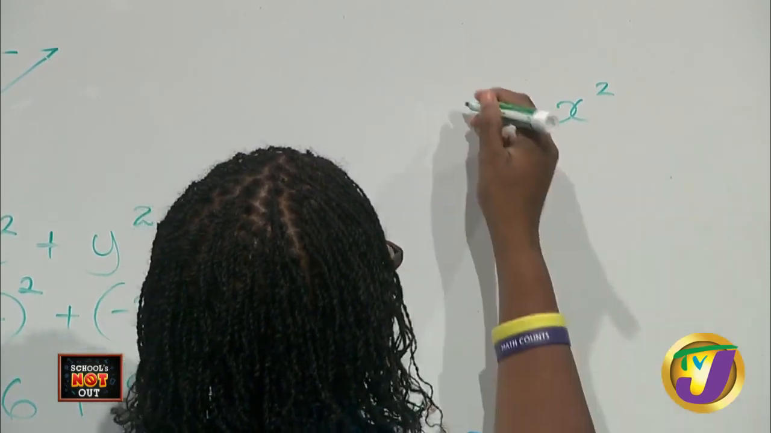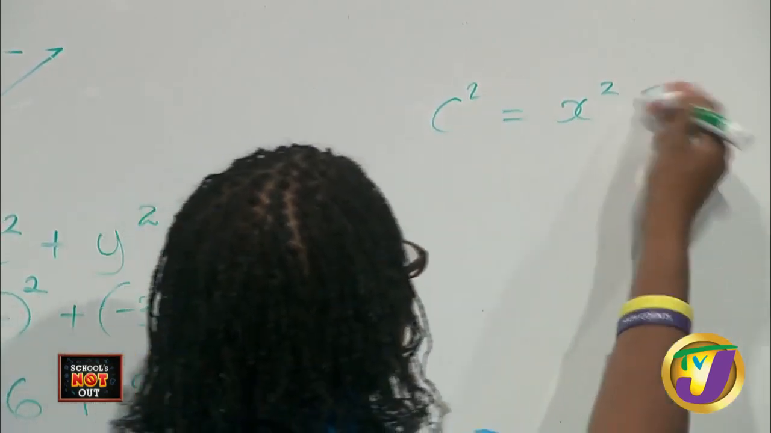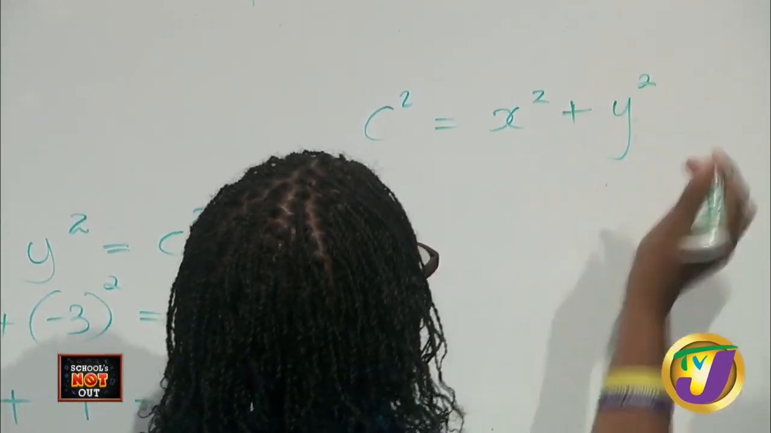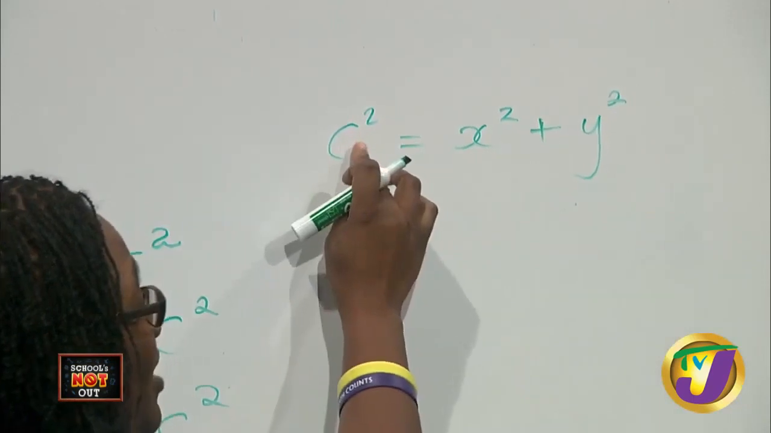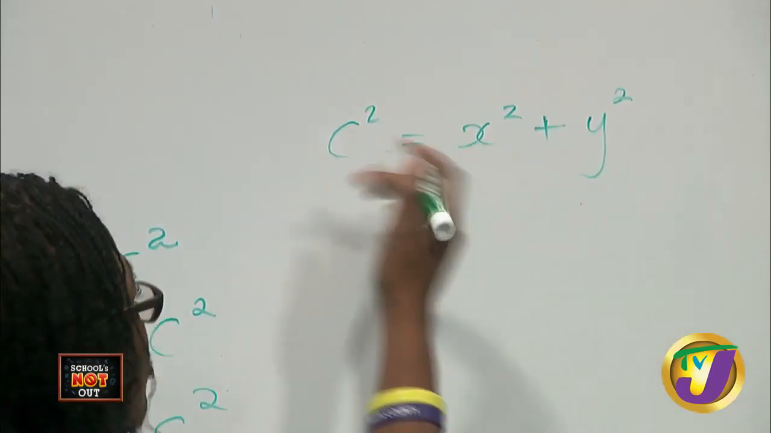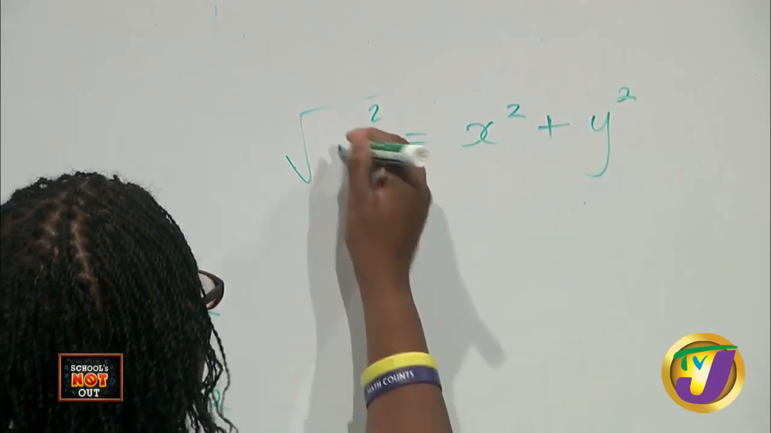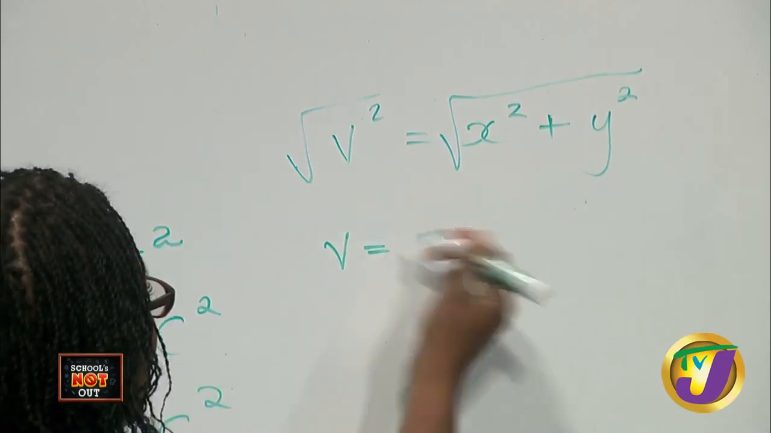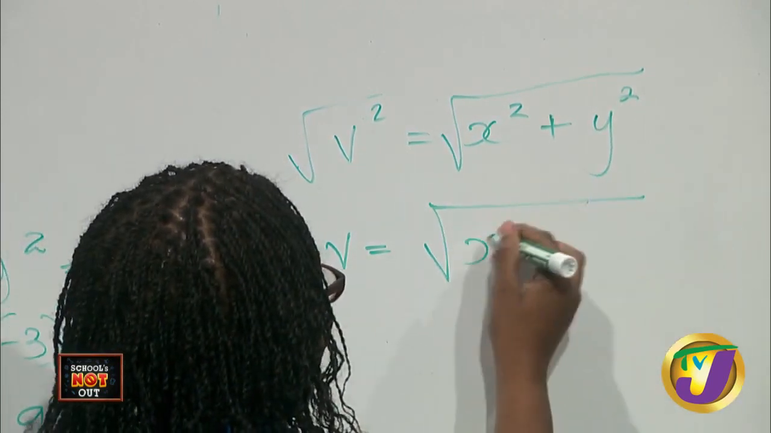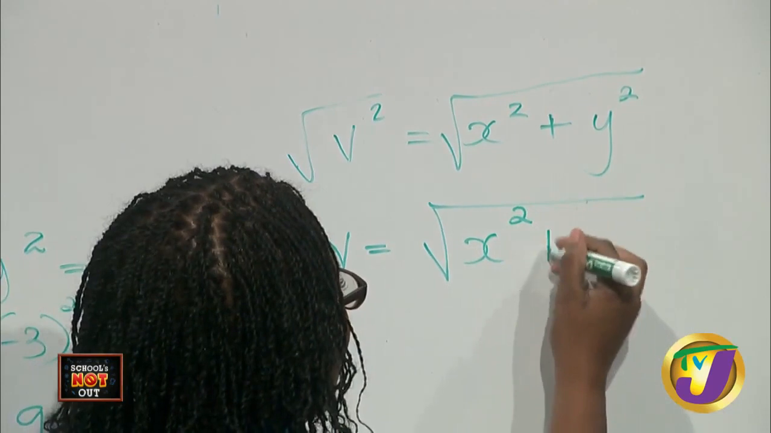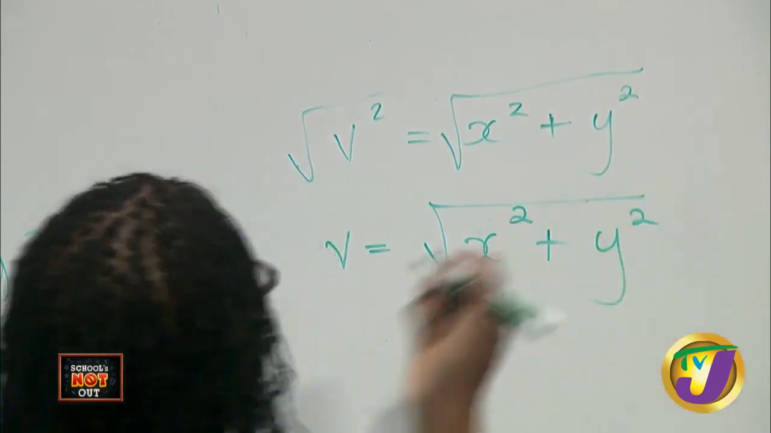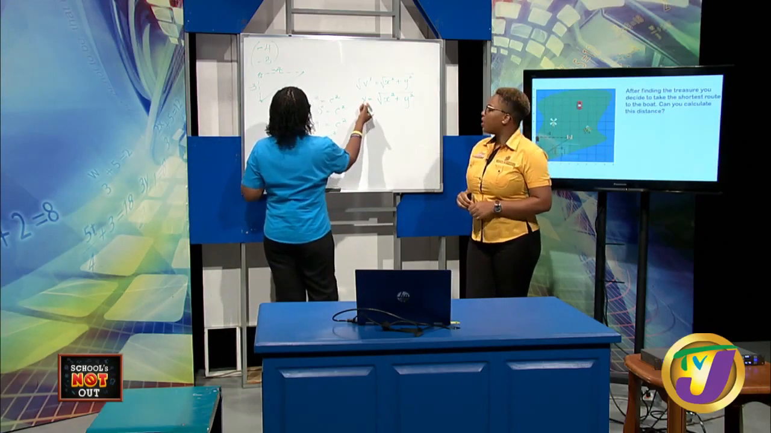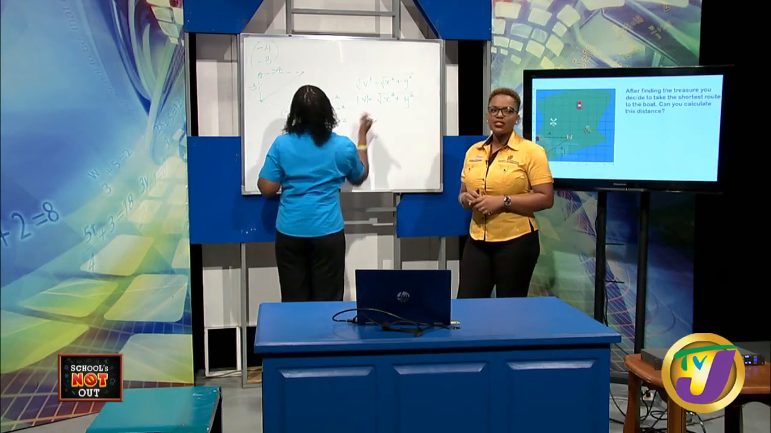So if I'm finding C square, then it's X square plus Y square. Or we could just give the vector a name, so name it V. So X square plus Y square. And we said in order to get C, we square root both sides. So let's call the vector V. In order to get V, it's the square root of X square plus Y square.